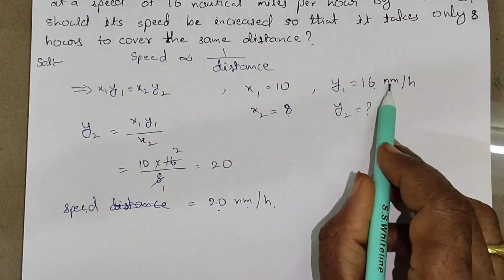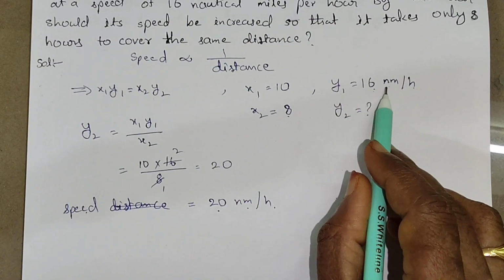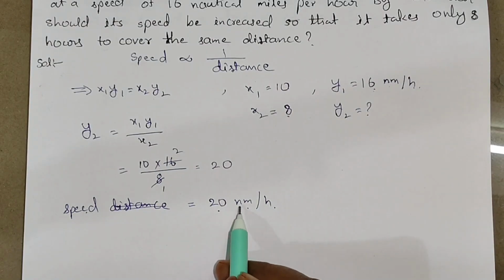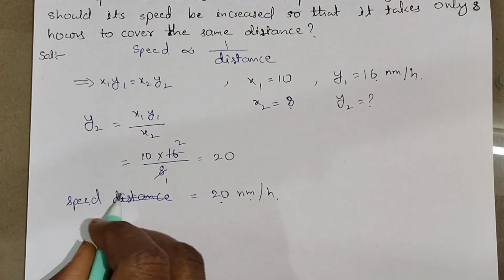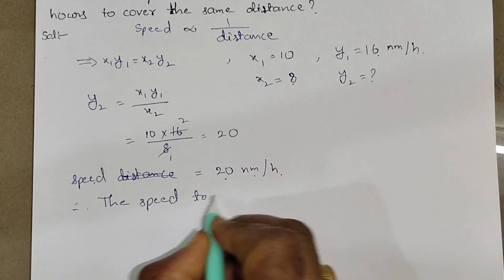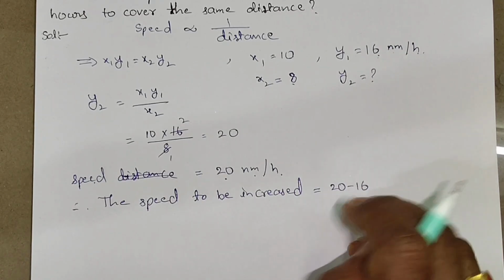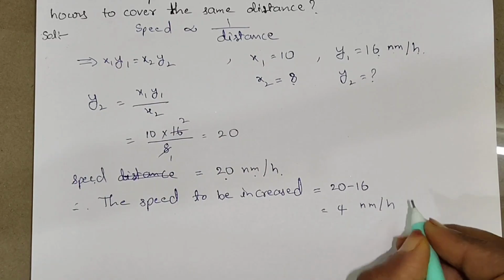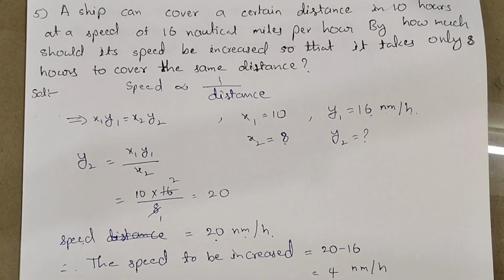Here starting speed is 16 nautical miles per hour, 10 hours taken. Here 8 hours taken, speed is increased to 20 nautical miles per hour. So how much is the speed increased? 20 minus 16 is equal to 4 nautical miles per hour. So this is the increase in speed. So this is the complete solution of the fifth one.